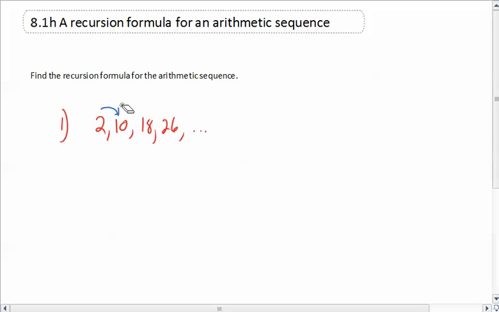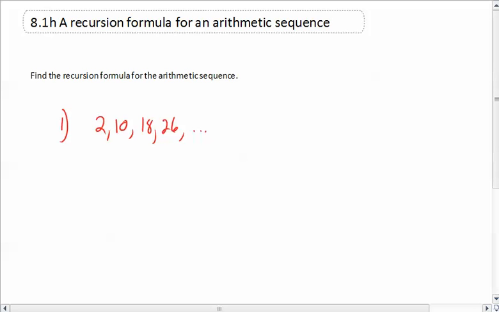In other words, I can't just say, hey, go find the 100th term. I can't just skip all the way down and find a sub 100. I'd have to have a sub 99, and to get that one, I'd have to have a sub 98. So recursion means we have to have the one in front of it to get that one. So let's see, how do we write a formula? It's actually easier than writing the general formula.